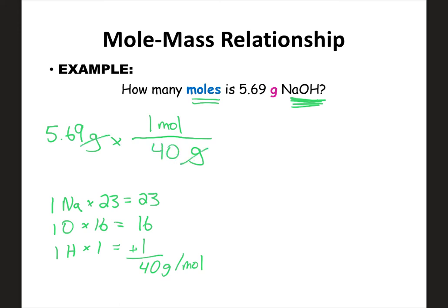Grams on top, grams on bottom, they cancel. Now you're in moles, which is what we want. So just do your math, watch your sig figs and units. So when you plug and chug this, you should hopefully get 0.142 moles. Okay, so for this problem, we had to do the molar mass calculation because it was a compound. All right, but the problems are pretty much all the same. You just have to remember for 1 mole, there's a certain number of grams using the molar mass or the mass from the periodic table if it's just an element.